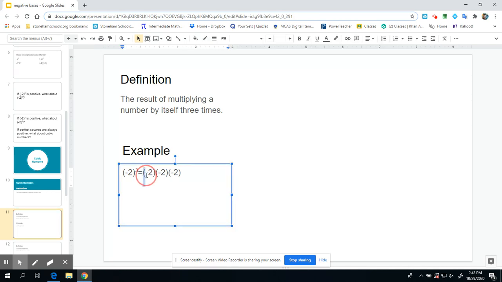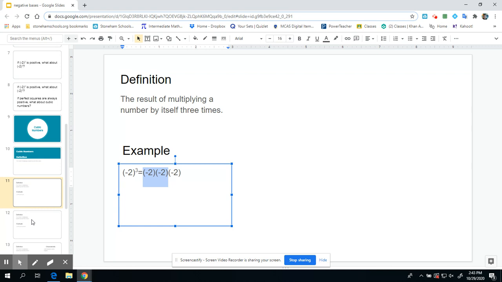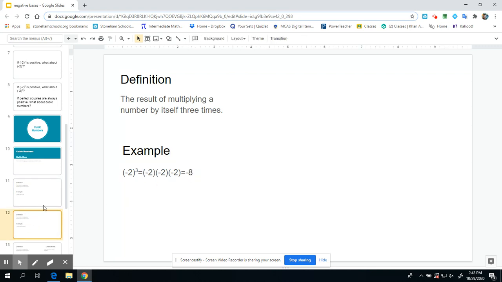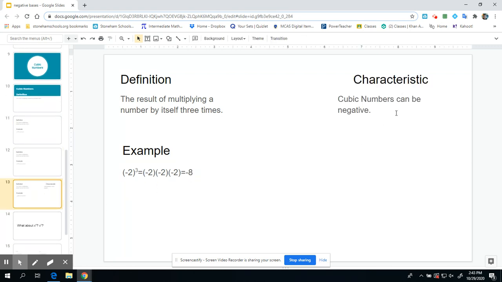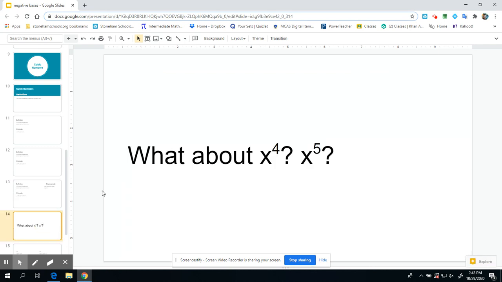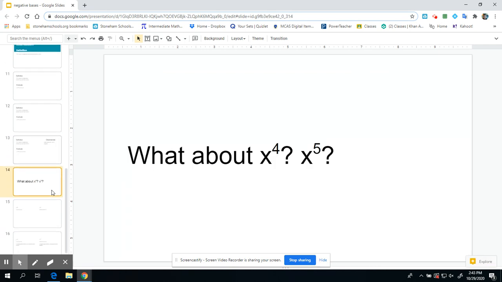We know that -2 squared comes out to be a +4, and so if I multiply that by another negative number, I would get -8. So cubic numbers can be negative. What if we kept going? What about x to the fourth or x to the fifth?